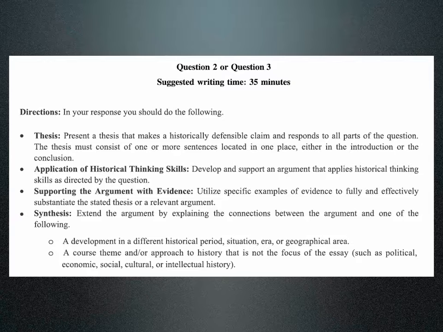And if you need to review those historical thinking skills, you can go back to the other video on American history skills that I also have posted. Support the argument with evidence using specific examples, and you fully substantiate or argue with them and provide explanation. And synthesis, and that's where you make a connection with your argument and another type of history from a different historical period, situation, era.